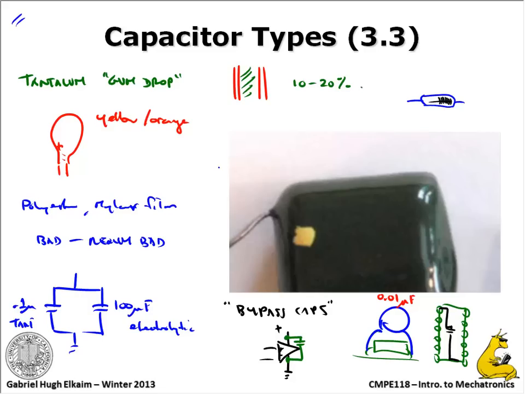That's filtering caps, which are usually next to the power supply. The ones out here next to the chip itself are to basically prevent the chip from sagging its voltage locally as it's drawing current.